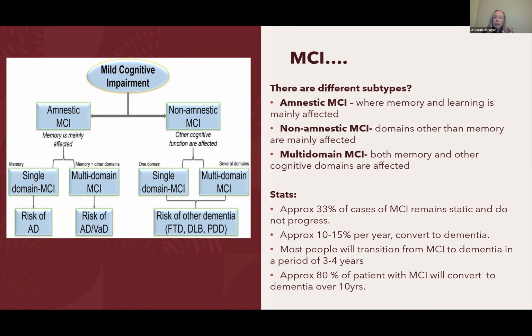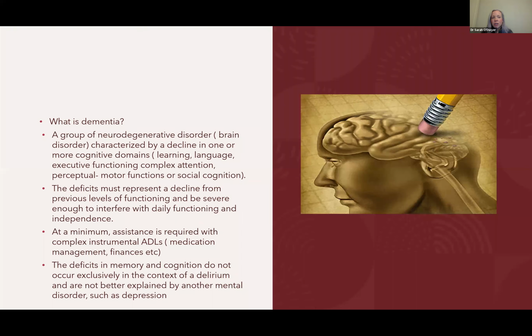On average, about 10 to 15% of cases of mild cognitive impairment will convert to dementia within a year. And the majority of patients who are going to transition along that pathway will do so within 3 to 4 years. And definitely 80% or more will have transitioned if they're going to within 10 years. Okay, so that's mild cognitive impairment.